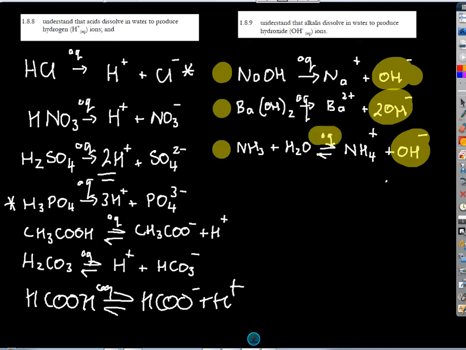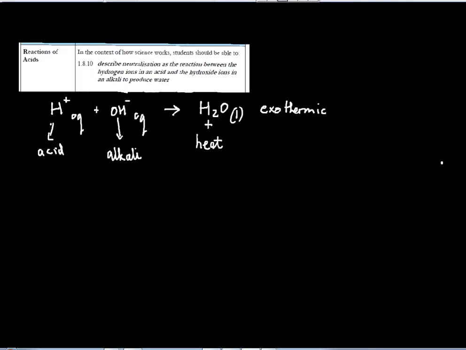And if you look at the ammonia, you'll see it is, hopefully you could understand, a weak alkali, and it only gives us very few hydroxides when dissolved in water. So that's what separates acids from alkalis. Acids give hydrogen ions or protons. Alkalis give hydroxide ions, OH minus ions, when dissolved in water.